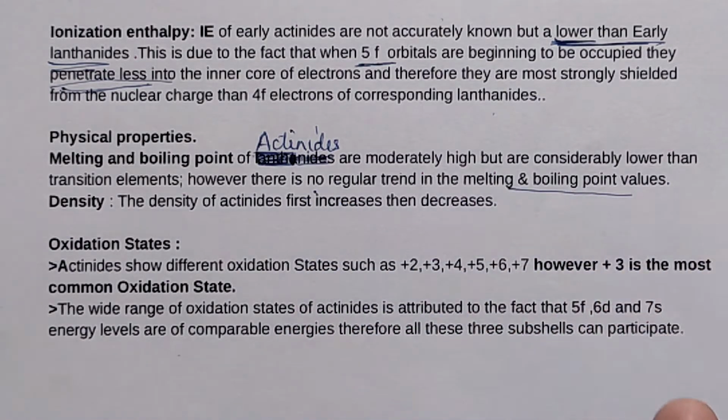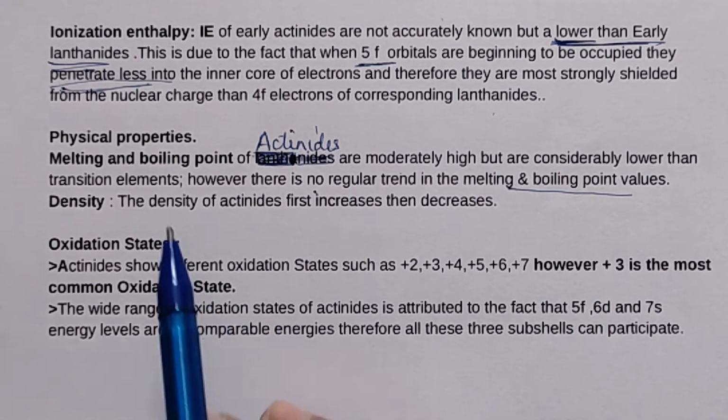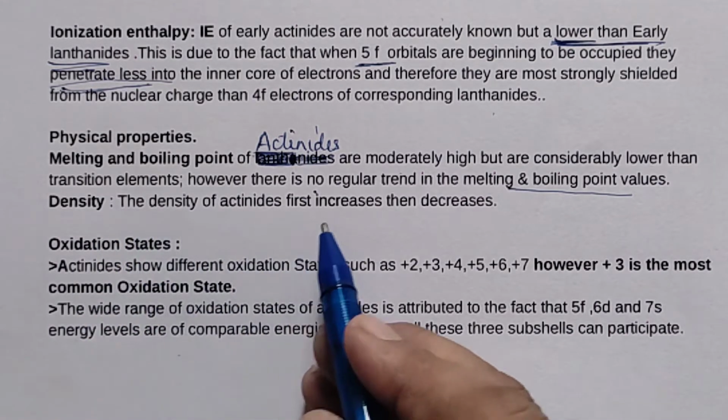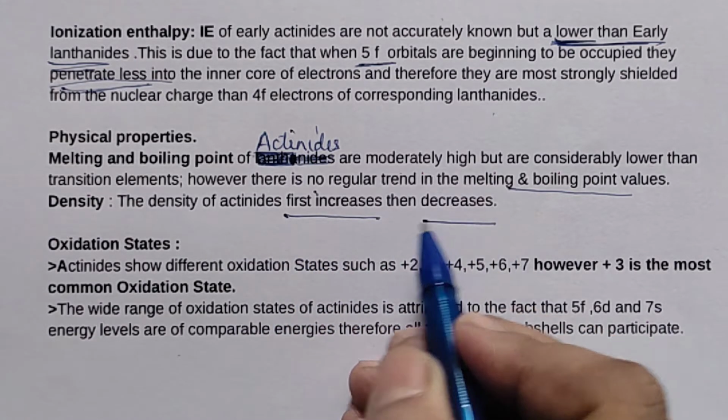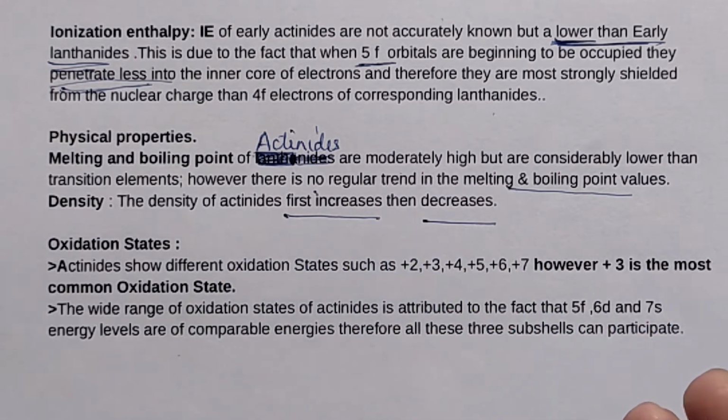So no trend means we don't have to bother about the increasing or decreasing part. Right? Density of the actinides first increases and then decreases. It all depends upon the size variation. Now, moving on to the oxidation state.